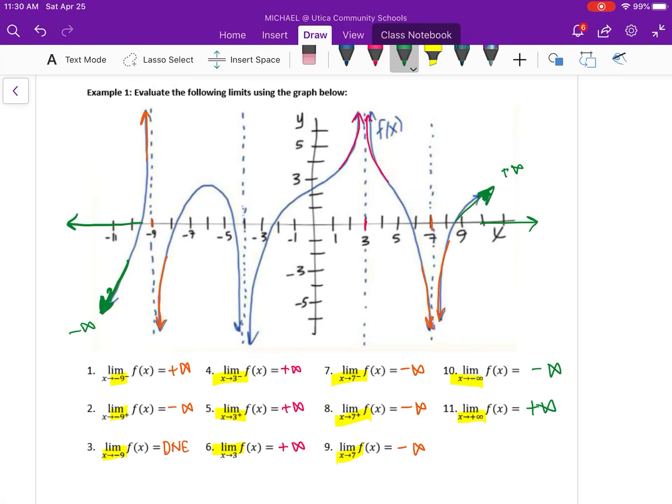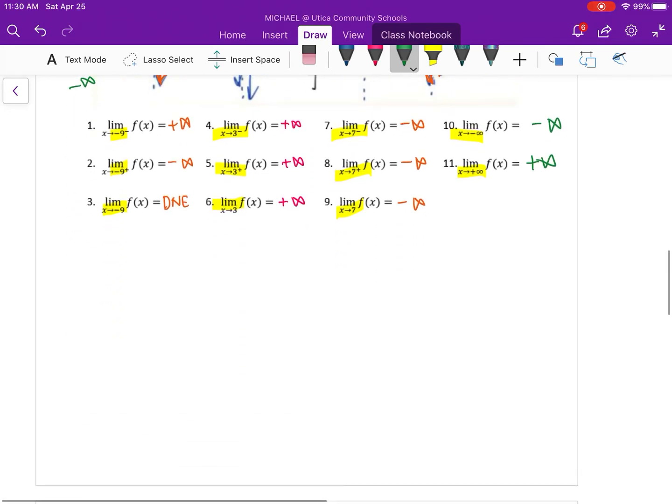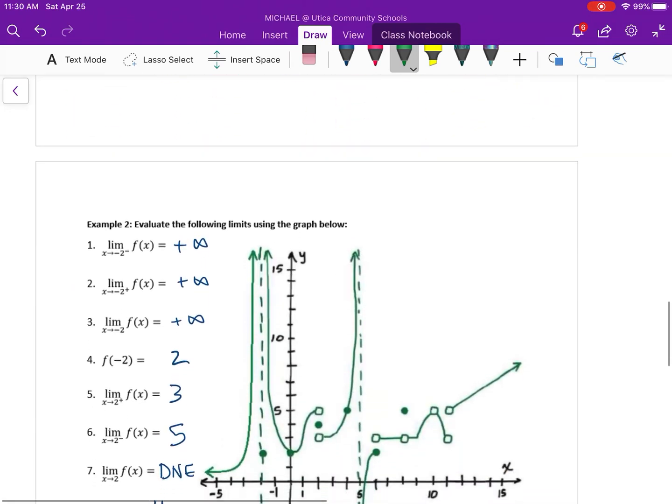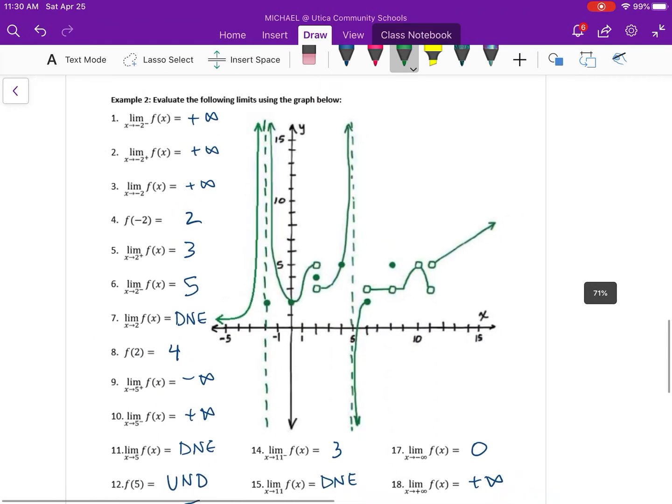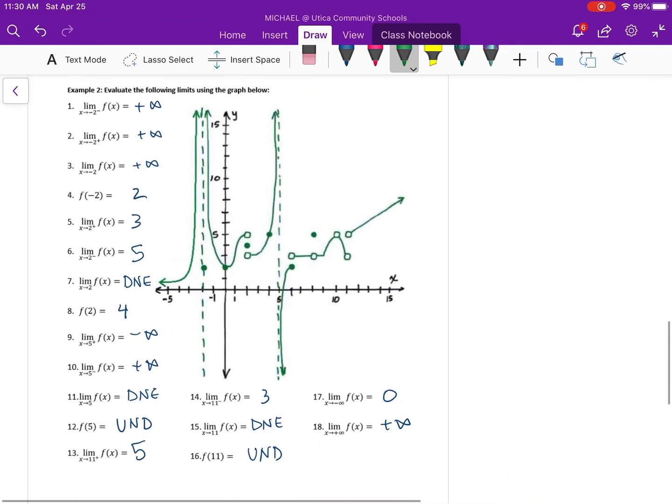Okay, take a second, pause the video, and work on example 2. Okay, so I'm assuming you've done example 2 at this point, and here are the answers for those. Look through those. If you have any questions, either shoot me a message through Schoology or check in at the appropriate class time and ask any questions there.